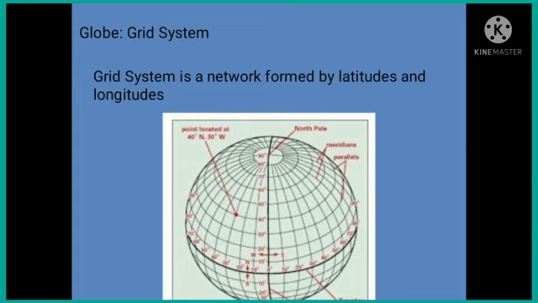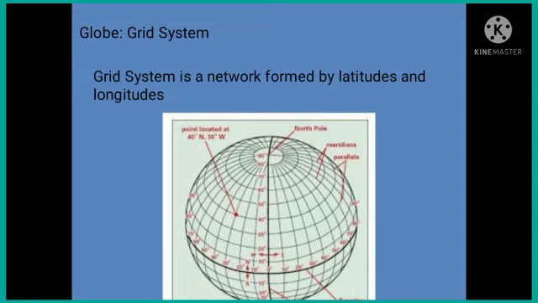A globe is three-dimensional in shape, so we cannot use the coordinate reference system on a globe. So we use the grid system to find the location of a place on the globe. The grid system is a network formed by latitudes and longitudes. So first we have to know about latitudes and longitudes.